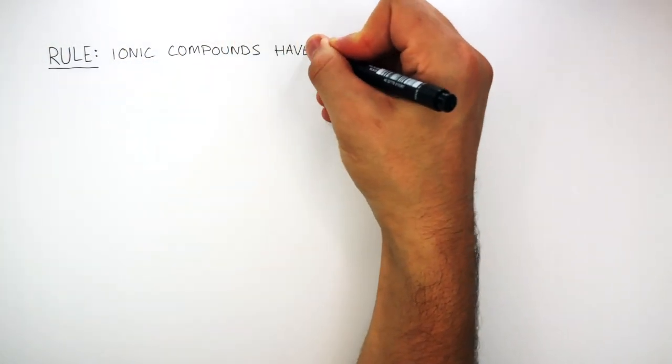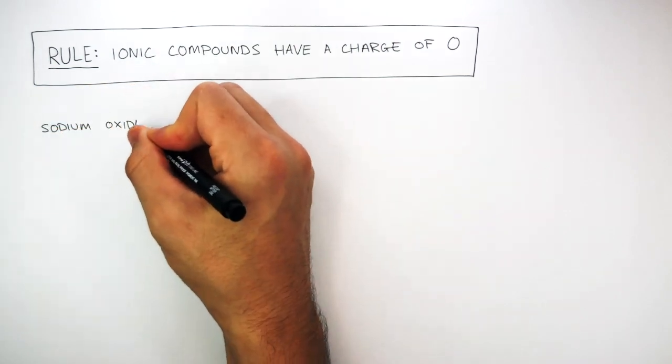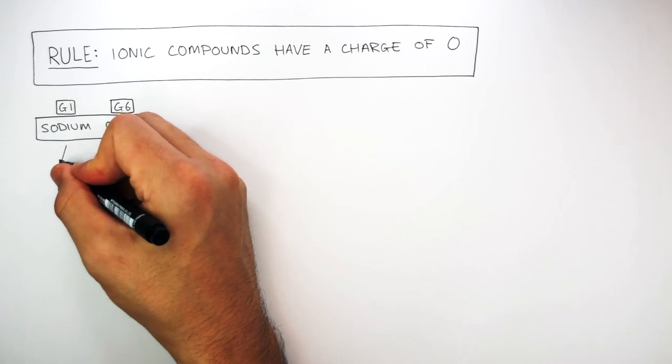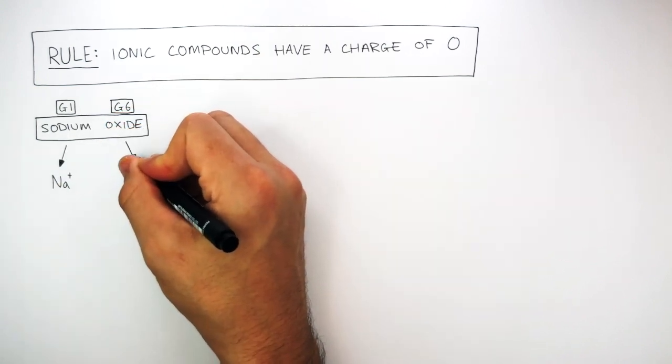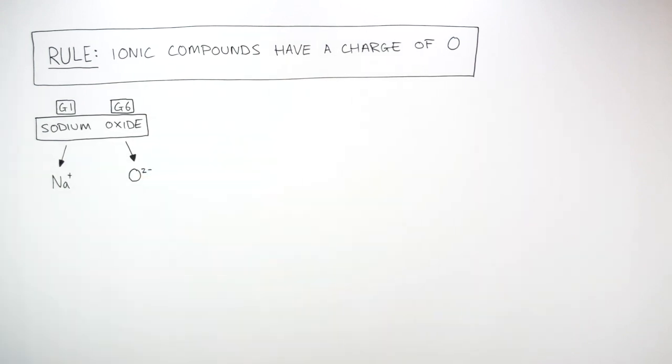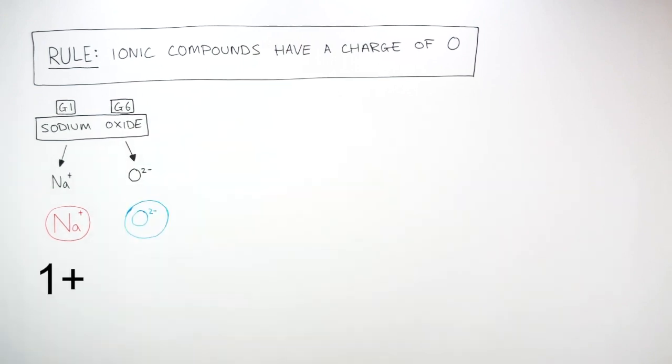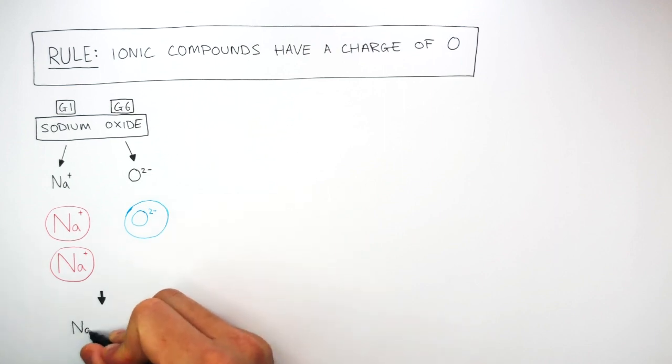Remember, ionic compounds have a charge of 0. So when we look at sodium oxide and we want to know the chemical formula, we know sodium is in group 1, oxygen is in group 6. So sodium always forms an ion with a charge of 1+, and oxygen always forms an ion with a charge of 2-. So when we draw the sodium ion and the oxide ion, one sodium ion has a charge of 1+, and one oxide ion has a charge of 2-. So 1+ and 2- equals 1-. Therefore, we need 2 sodium ions to balance out one oxide ion. Therefore, the chemical formula of sodium oxide is Na2O.